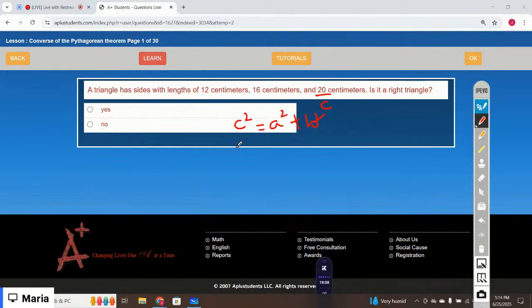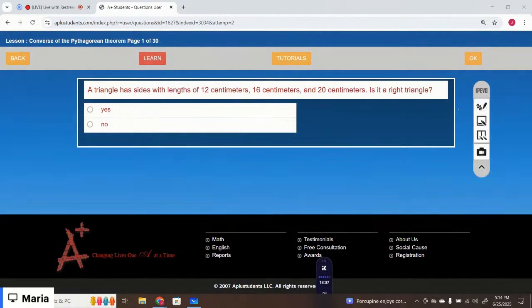So let's see, C square equals A square plus B square. If the sum of the squares is equal, that means that we have a right triangle. 20 square is 400. 16 square is 256, and 12 square is 144. 256 plus 144 is 400. That is, both sides are exactly equal, right? So that means that is a right triangle. The correct option is yes.